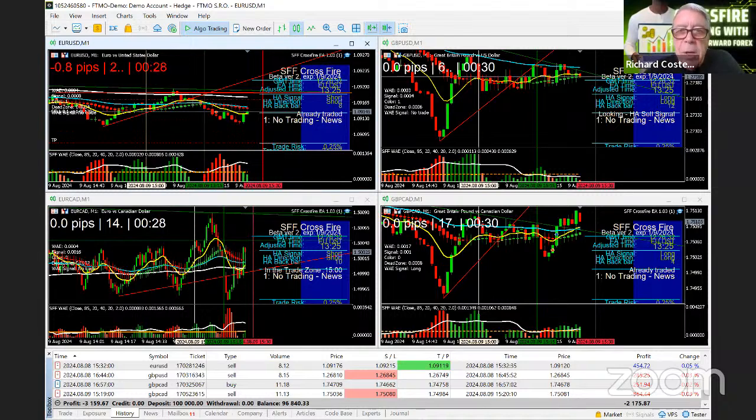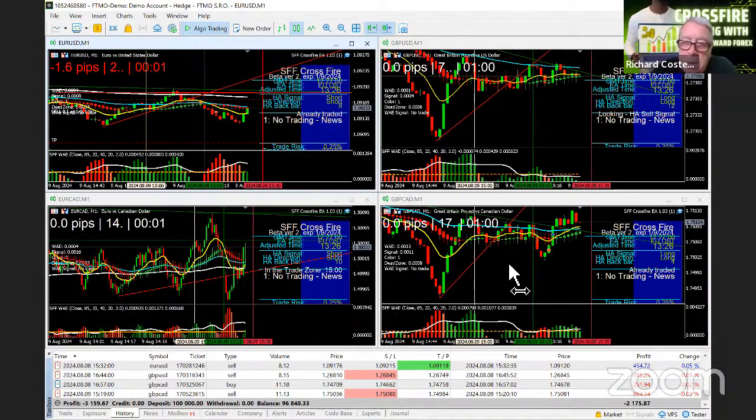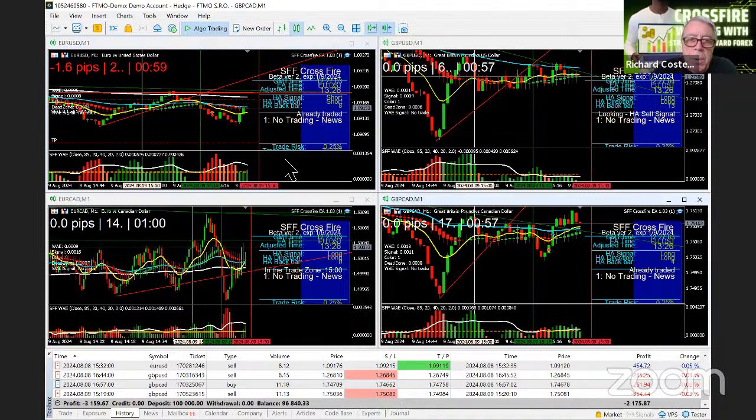But because of the spread, it's got me out. Can you see that the GBP CAD, which is the pair I'm talking about, has quite a high spread? It's got 1.7 as opposed to 0.4 on that pair. So maybe we need to ask it to move my stop loss to 4 pips rather than 3 pips.